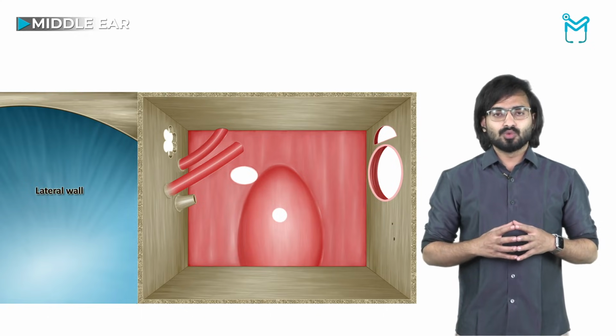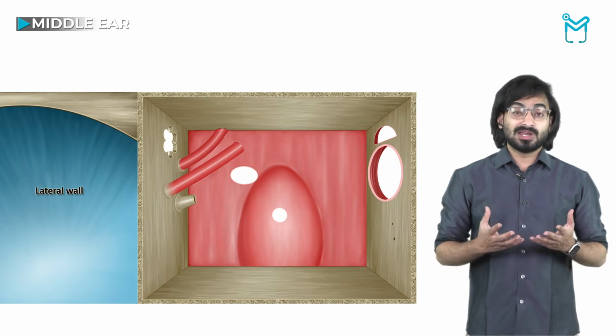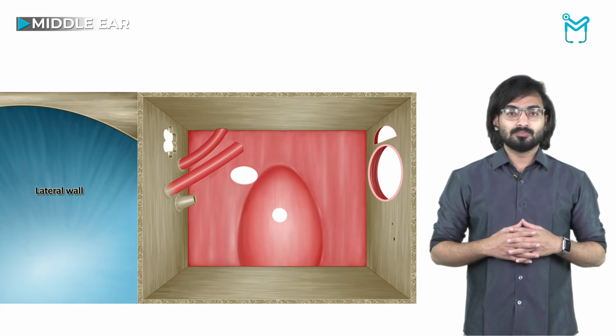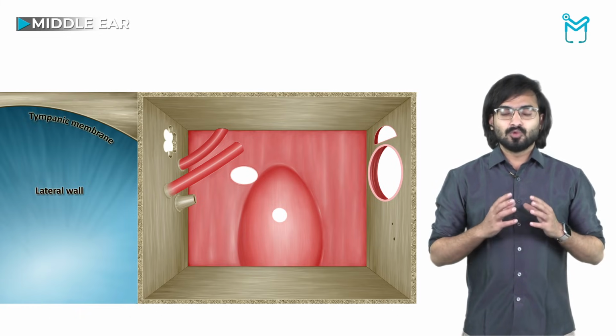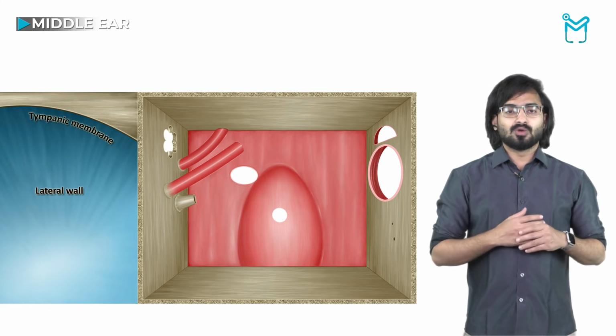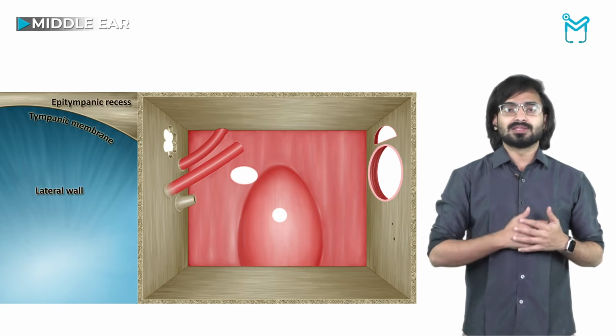Now, the lateral wall of the middle ear. The lateral wall of the middle ear is also called membranous wall. Why is it called membranous wall? Because it is formed by the tympanic membrane. Superiorly, this lateral wall is formed by the lateral bony wall of the epitympanic recess.